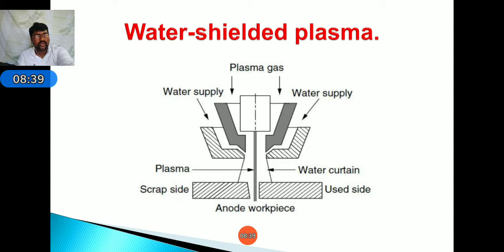Here, around the nozzle, we are passing the water supply to cool the gases and the heat generated in the nozzle, to reduce the wear and tear of the electrode.